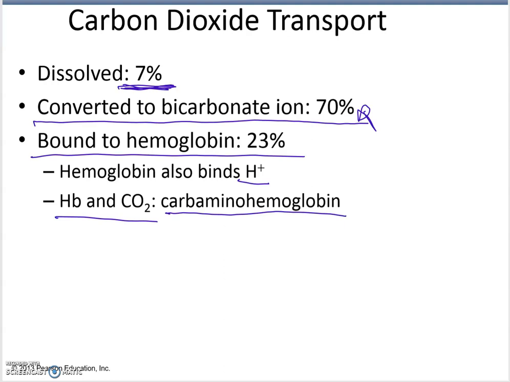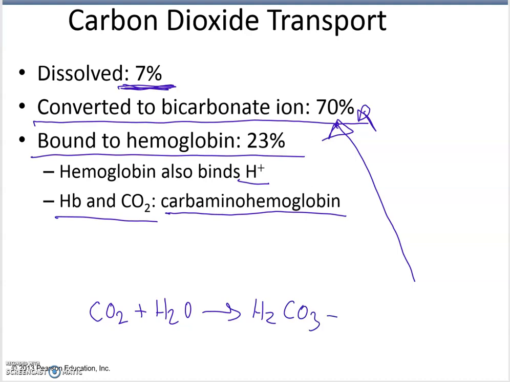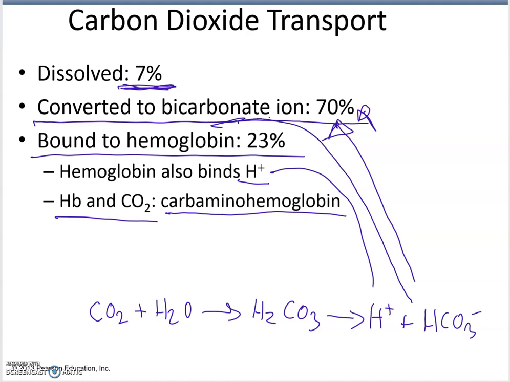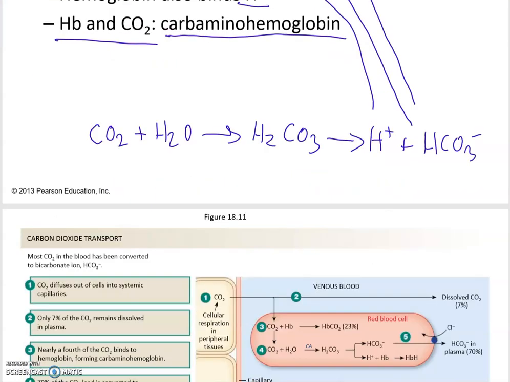Now, we really need to take care of these 70%, and that means if it's converted to bicarbonate ion, well, you should be familiar with this equation. It's still the equation CO2 plus H2O forms carbonic acid, H2CO3, and that dissociates into hydrogen ions. Those are these guys right here that can also hide in hemoglobin, plus HCO3 minus, bicarbonate ions. These are the bicarbonate ions right here.